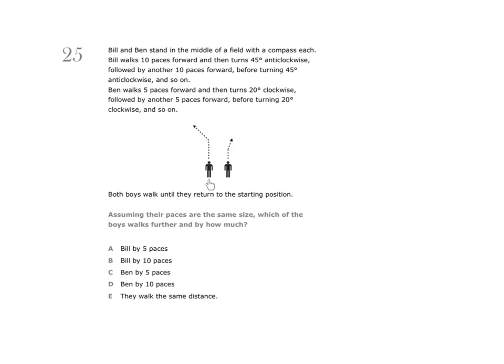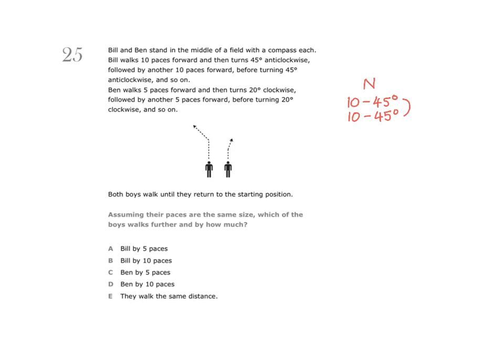Let's start with Bill then. Bill walks forward 10 paces. Then he turns 45 degrees anti-clockwise and walks another 10 paces. He continues to do this. So he would walk 10 paces and then turn 45 degrees anti-clockwise, then another 10 paces forward and then 45 degrees anti-clockwise once again. Remember, Bill starts by facing north.